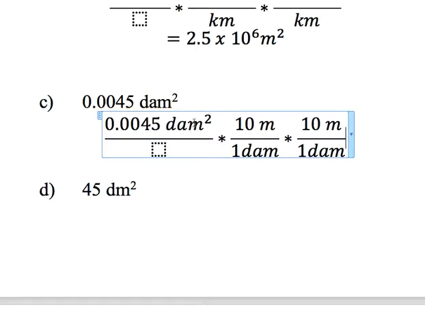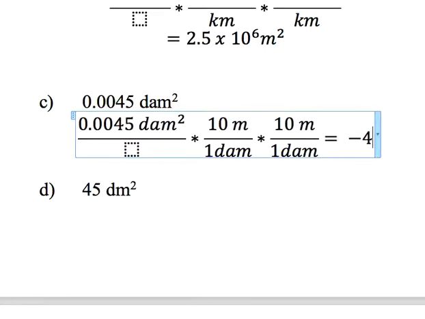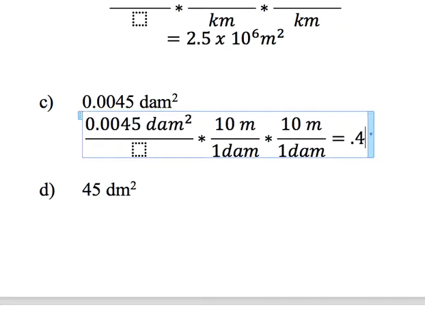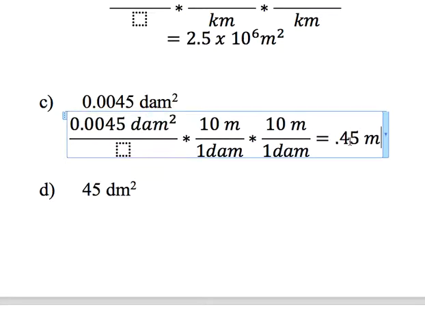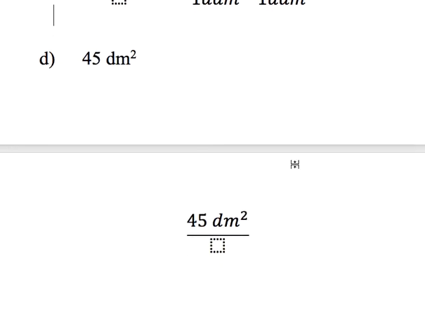So we've got 0.0045 times 10 and times 10. We're going to end up with 0.45, and that is meters squared. Last one is 45 decimeters, and we're going to meters squared.